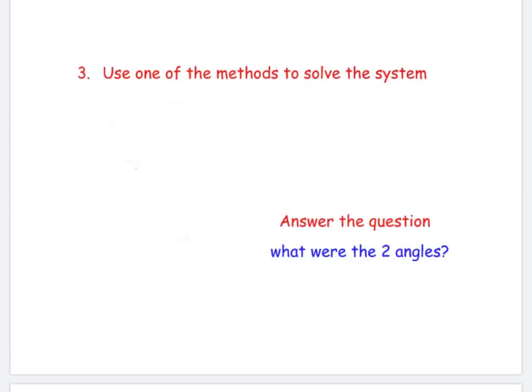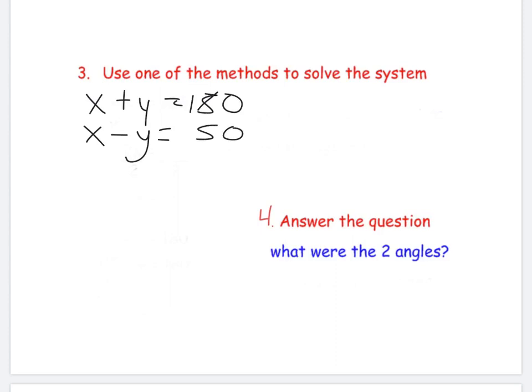Step 3 is to use any method to solve the equation. So we had our equations x plus y equals 180, and x minus y equals 50. Our equations are already lined up in like terms, and we have y's being opposites. So this would lend itself very nicely to using linear combination or elimination to solve it.